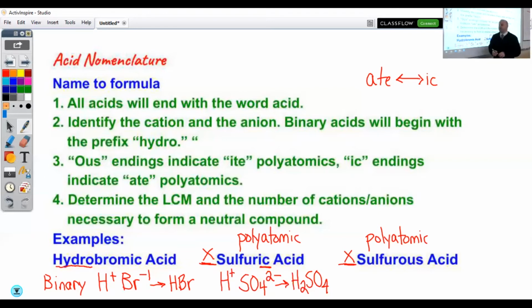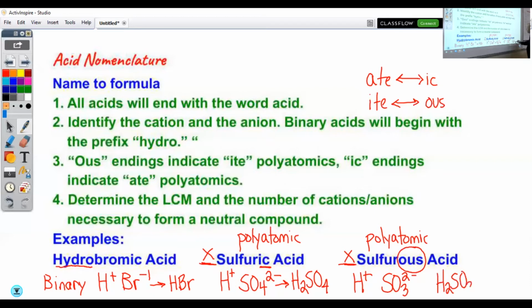Let's take a look at our third example. So our third example, we have the OUS ending. If it ends as OUS, that means it started off as ITE. So OUS is going to go back to ITE. So again, we're going to have hydrogen. This case, we're going to have sulfite. So instead of SO4 2-, we have SO3 2-. You can find that again on your common ion sheet. And once again, we're going to need 2 hydrogens in order to cancel out the 2- charge on sulfite. So our final answer for this problem will be H2SO3.